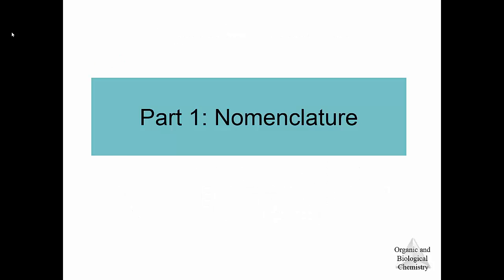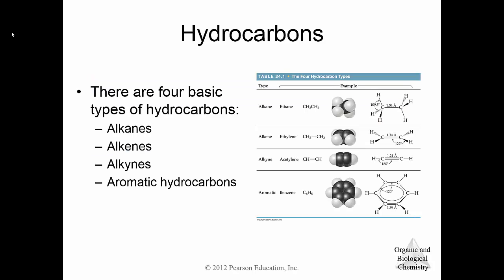Okay, so we're going to look at hydrocarbons and their nomenclature first. So there are four types of hydrocarbons: alkanes, alkenes, alkynes, and aromatics. And this diagram summarizes the different types. You might want to stop and take a moment to look at that.